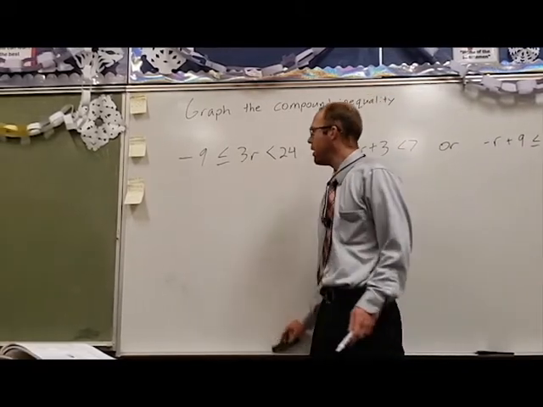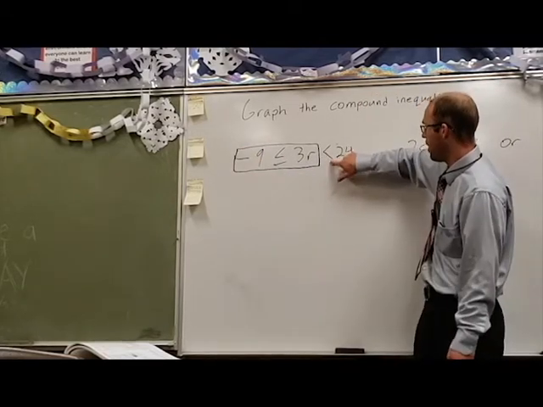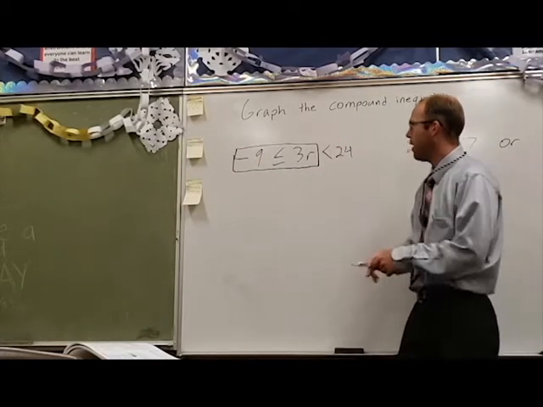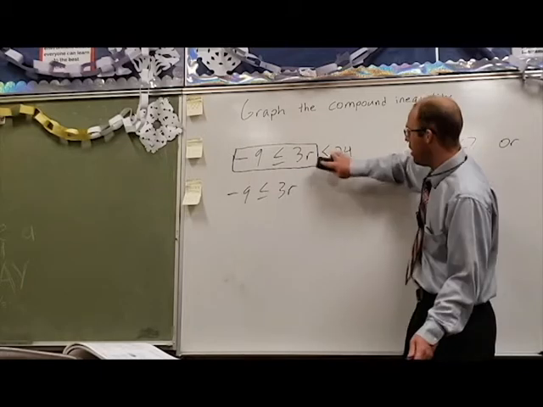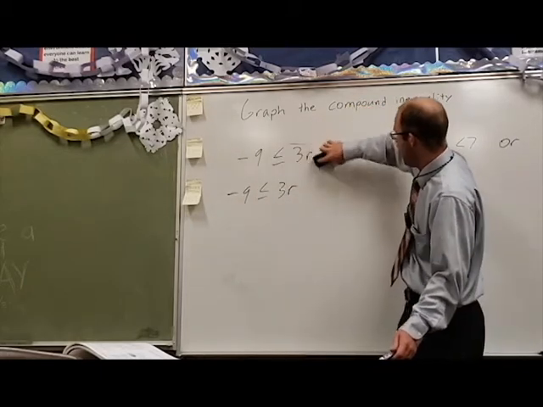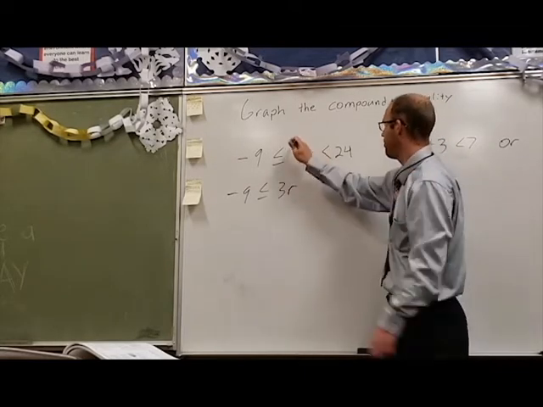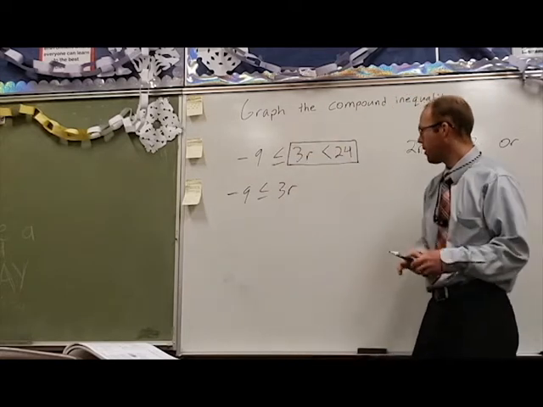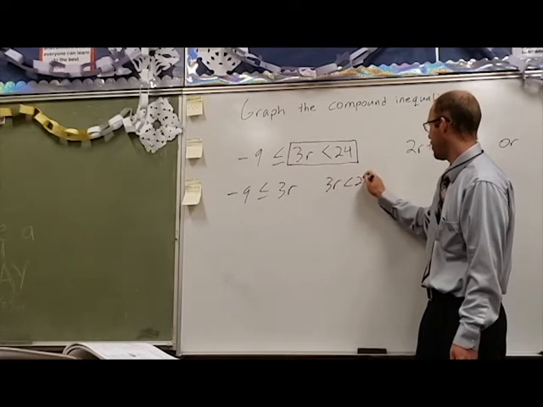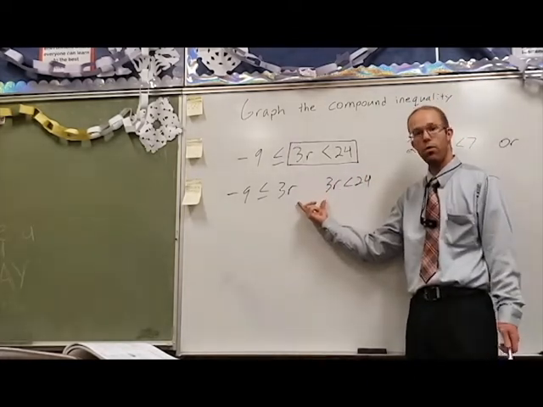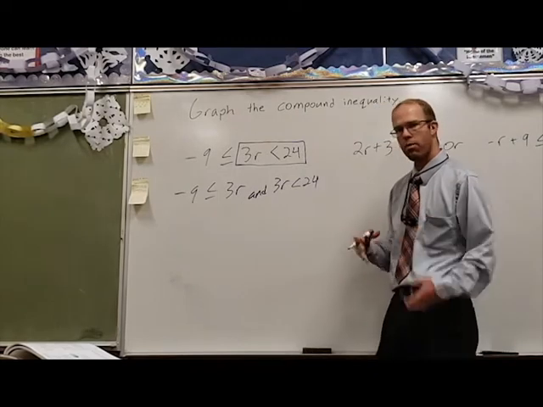So our first one is this to the left, and I'm going to exclude this second inequality symbol. So I'm just going to look at that. That gives us negative 9 is less than or equal to 3r. The next, we're going to exclude this inequality symbol, so it goes from here to here. That would be 3r is less than 24. And the word that connects these is "and." All right, let's solve this, and then we'll be ready to graph them.